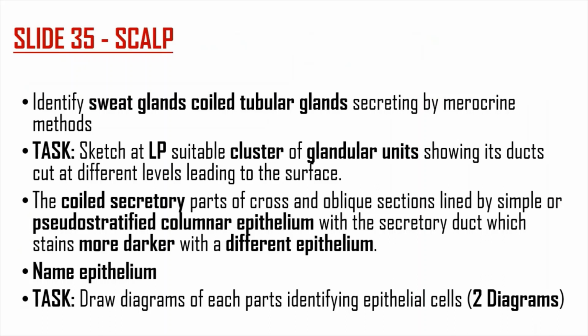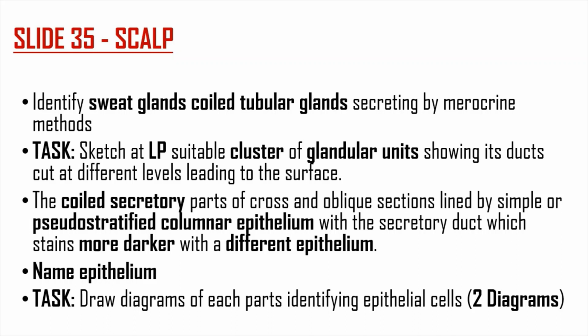So sweat glands are found in the scalp. So we're looking at the scalp, slide 35. What we want to do in this slide is identify sweat glands, which are coiled tubular glands, which secrete by merocrine methods. Merocrine methods is where your glands are secreting by exocytosis.